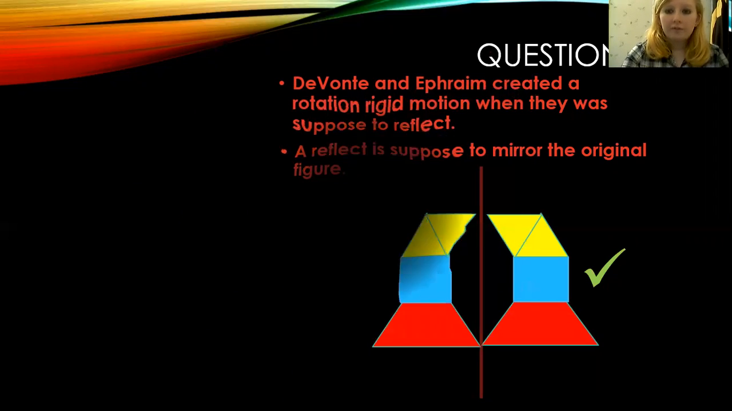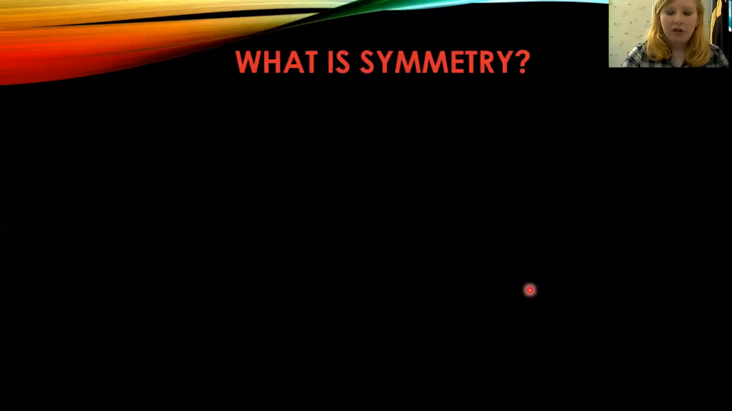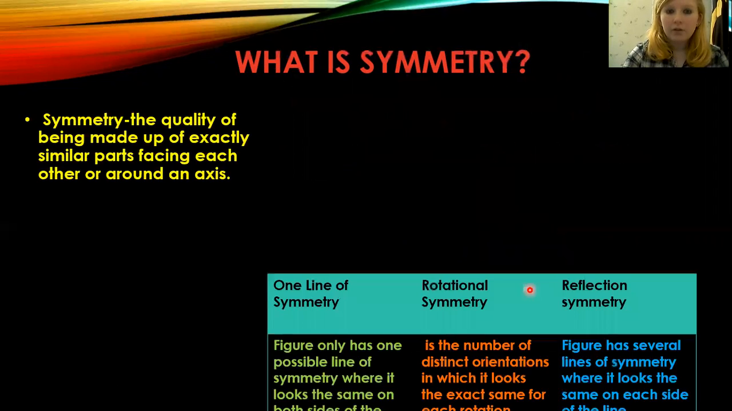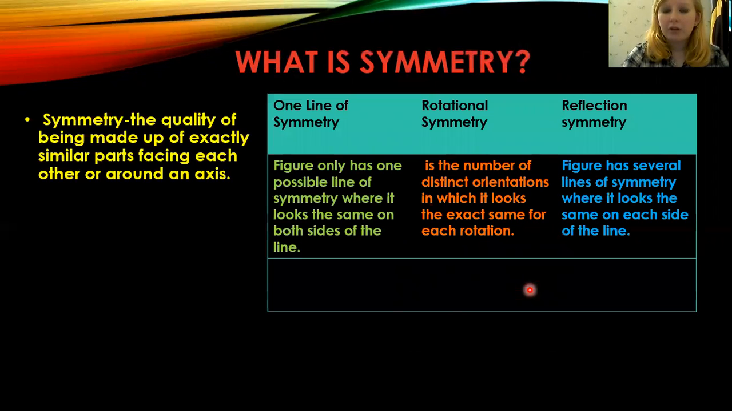So moving on, what is symmetry? Symmetry is the quality of being made up of exactly similar parts facing each other or around an axis. There are 3 types of symmetries: one line of symmetry, rotational symmetry, and reflection symmetry. Let's start with the first one.